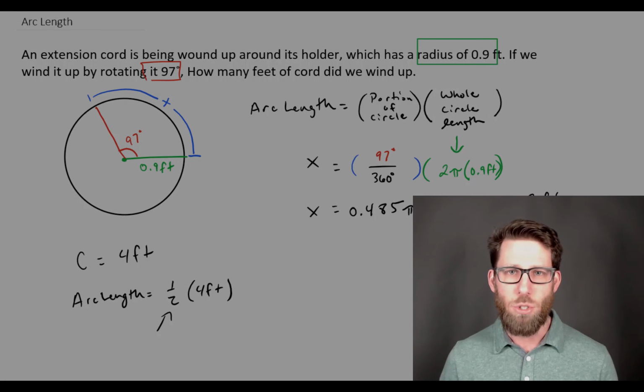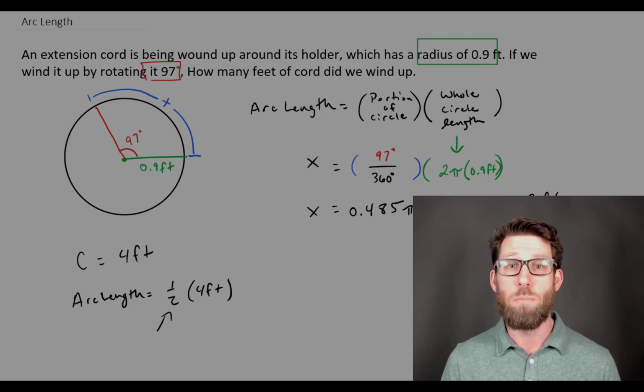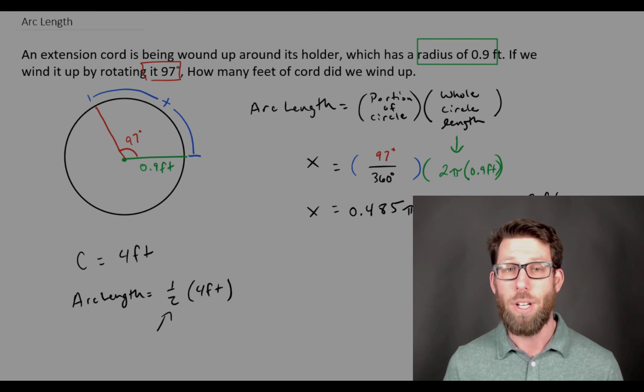The reason I like this strategy is it allows us to just kind of use a generic idea, which is if you want a portion of something, you just multiply it times that fraction. And we're going to see that that works really well for area as well.